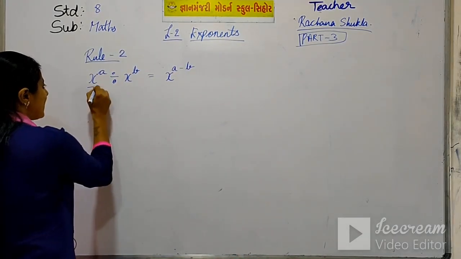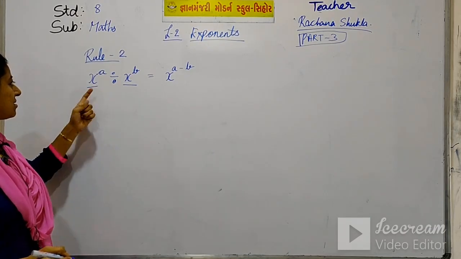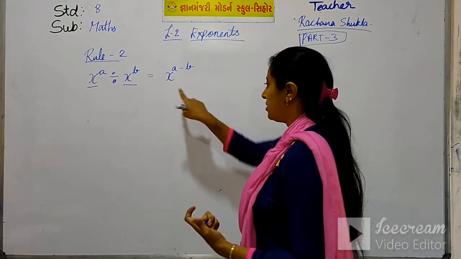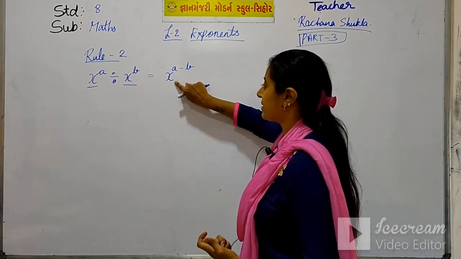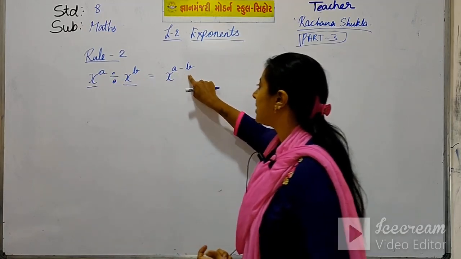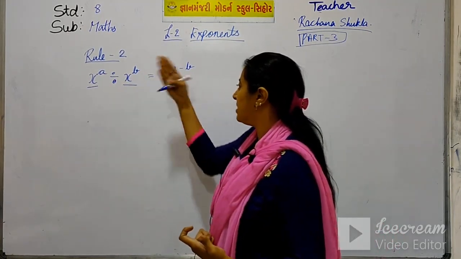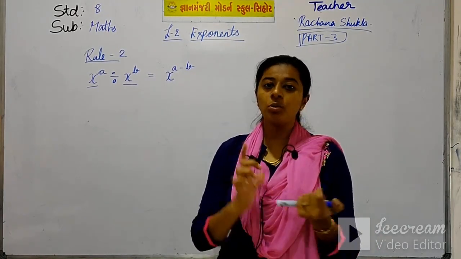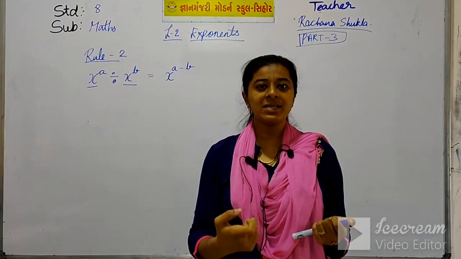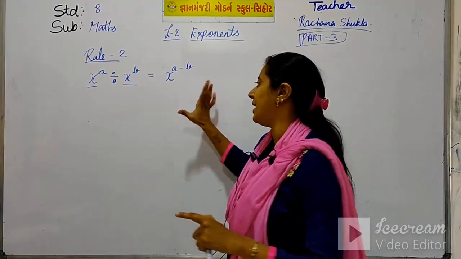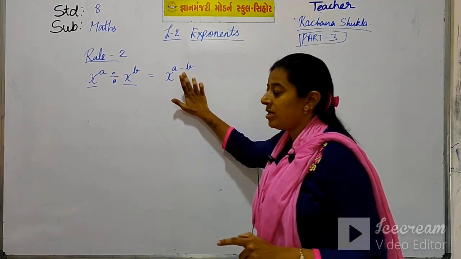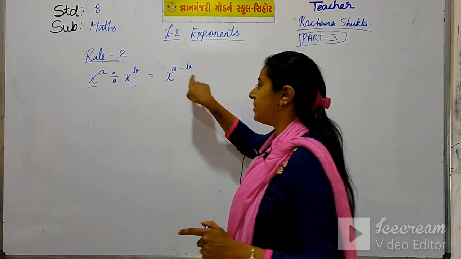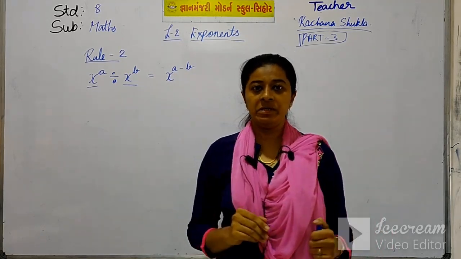If we have the same base, what is the base here? Same, x and x. Then we will take x as common. See here, we have taken x as common and the powers will get subtracted. Divide means subtract and multiplication means add. We have seen rule 1 in which multiply was there, so multiplication means add and divide means subtract. So if the bases are the same x, then the powers will be subtracted in case of division.